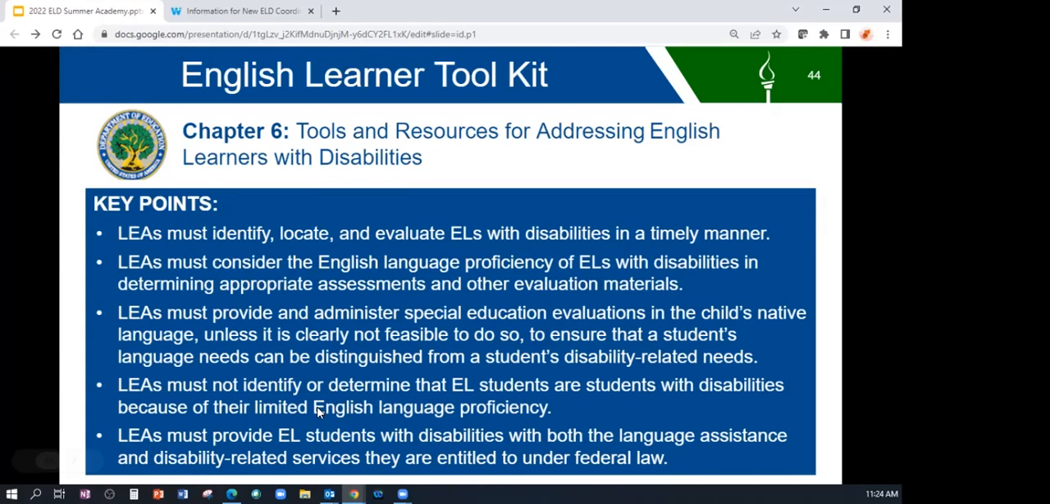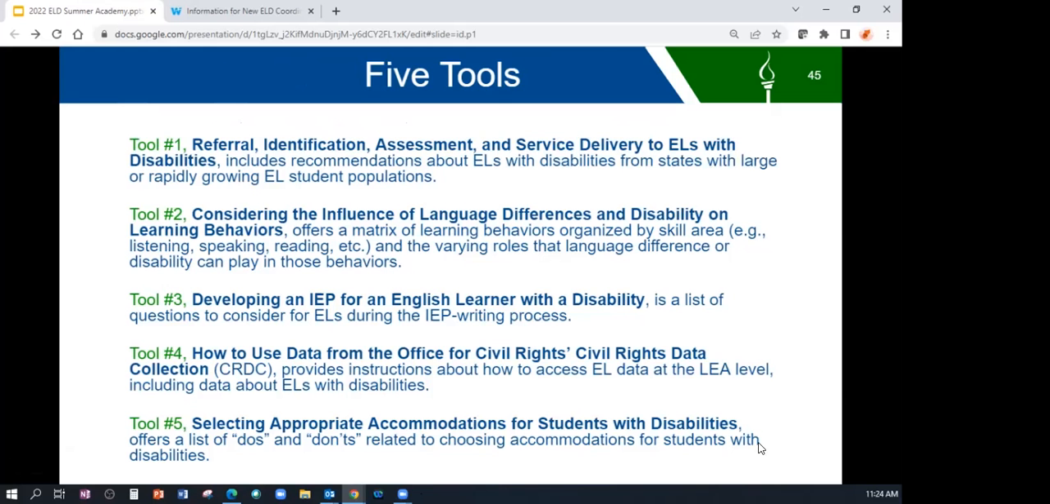It's not a disability. You have to provide English learners with disabilities both the language assistance and the disability-related services they need. So we can't preclude one from the other. You have to provide both of them. They're entitled to both. So there are 5 tools that go with this chapter. The first one is referral, identification, assessment, and delivery of services for students with disabilities.